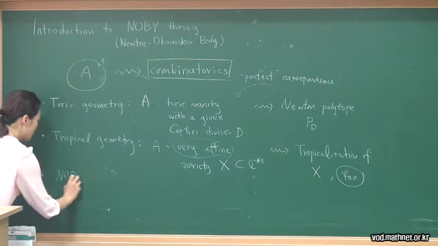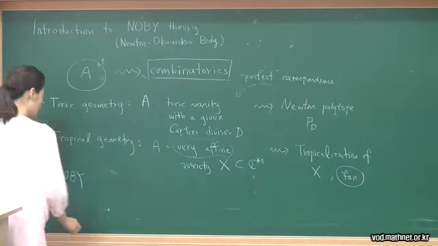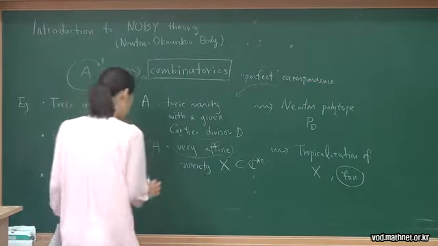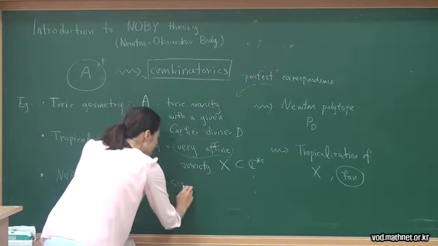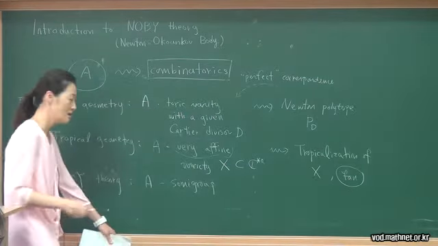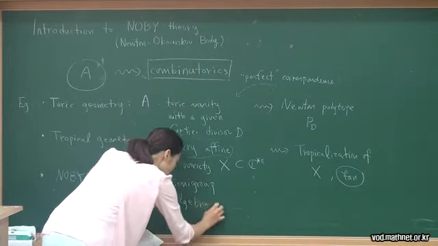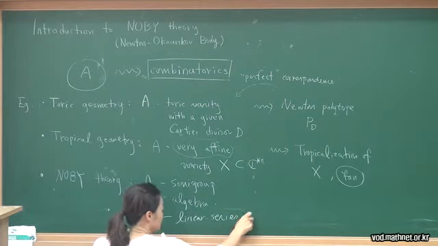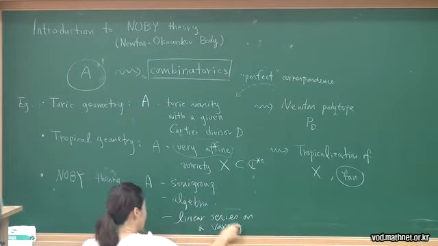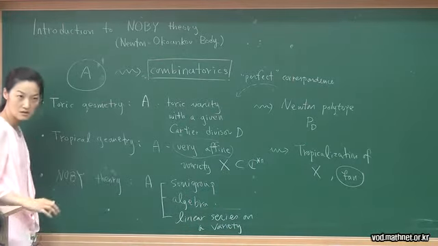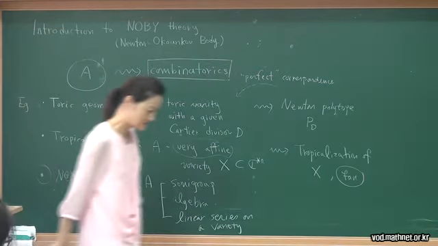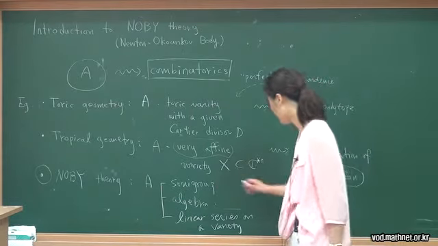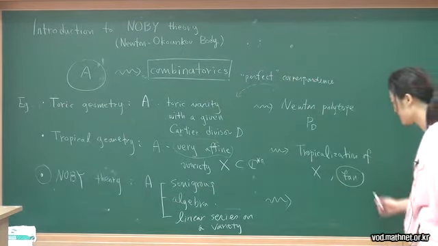So the topic of our study is the Newton-Okounkov body theory. In this case, the object we are interested in could be a semigroup, purely an affine semigroup, or it could be a certain algebra, or it could be a linear series on a variety. So this is the topic of our studies. For each of them, we will assign a certain convex body.